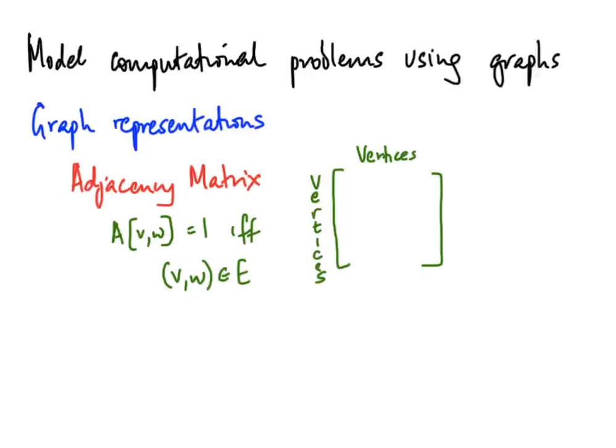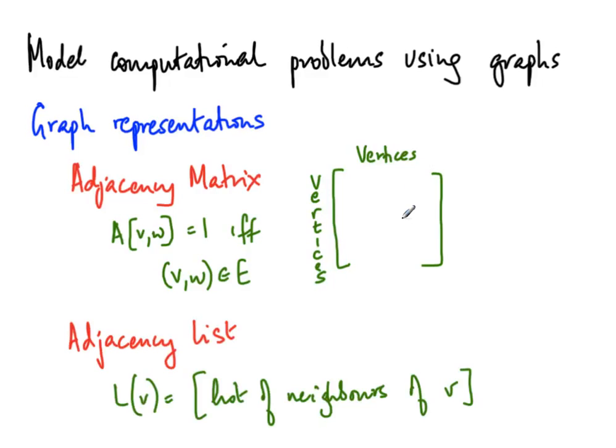So the most simple representation is what is called an adjacency matrix. An adjacency matrix is a square matrix where the rows and the columns correspond to the vertices in the graph. And the entries are usually 0 or 1. And an entry is 1 if and only if the corresponding pair VW actually denotes an edge in the graph.